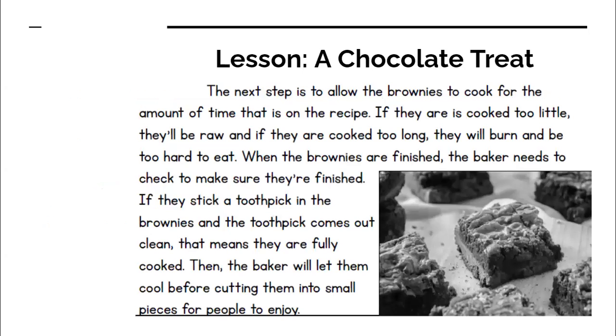The next step is to allow the brownies to cook for the amount of time that is on the recipe. If they are cooked too little, they will be raw, and if they are cooked too long, they will burn and be hard to eat. When the brownies are finished, the baker will need to check to make sure they're finished. If they stick a toothpick in the brownies and the toothpick comes out clean, that means they are fully cooked. Then the baker will let them cool before cutting them into small pieces for people to enjoy.